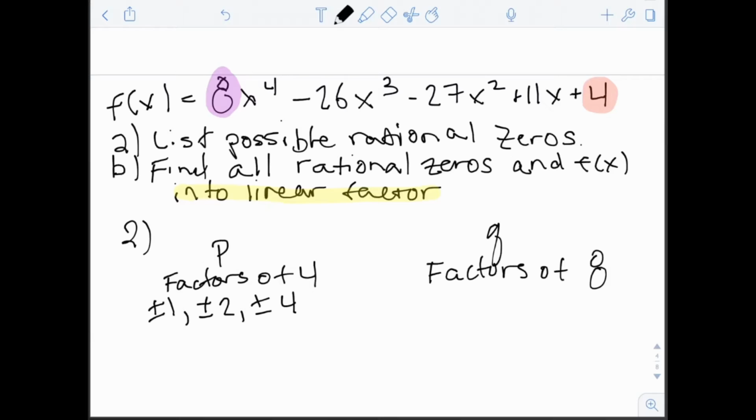So factors of 8, similar to the way that we did our 4, we might have plus or minus 1. We might have plus or minus 2. And we might have plus or minus 4, and then plus or minus 8. So we found our P and we found our Q factors.